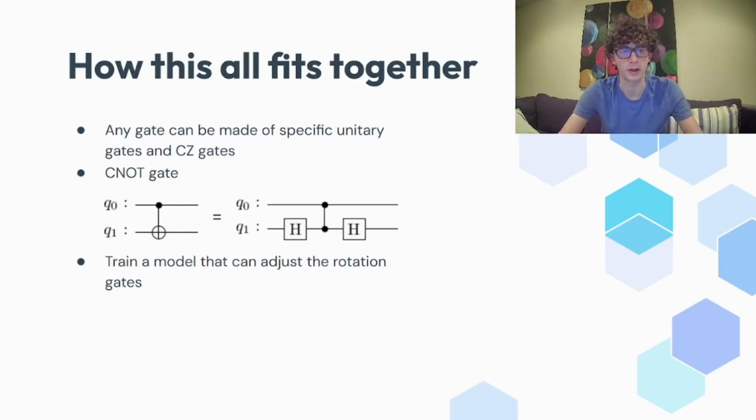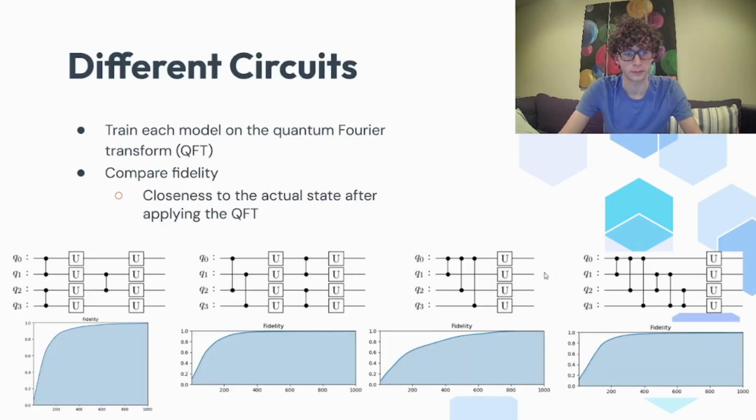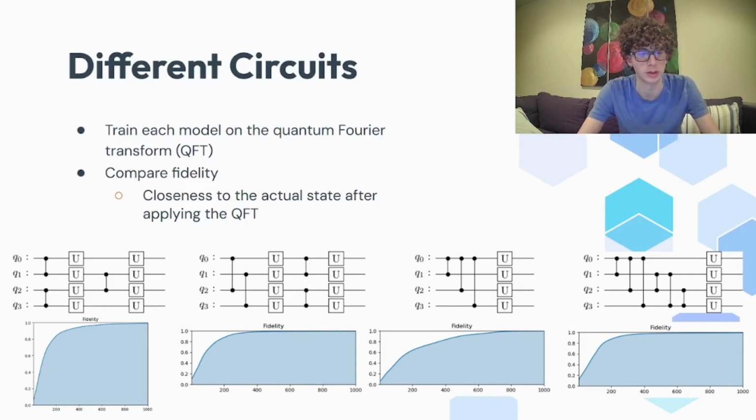Well, it turns out that you can make any quantum gate using a very specific combination of rotation gates combined with CZ gates. For example, the CNOT gate can actually be made using two Hadamard gates and a CZ gate in between them. We can use this property to construct a neural network that can adjust these rotation gates, so imagine instead of an H gate we have a unitary gate that is completely arbitrary that we can change. The next question is what combination of different unitary and CZ gates works best together.